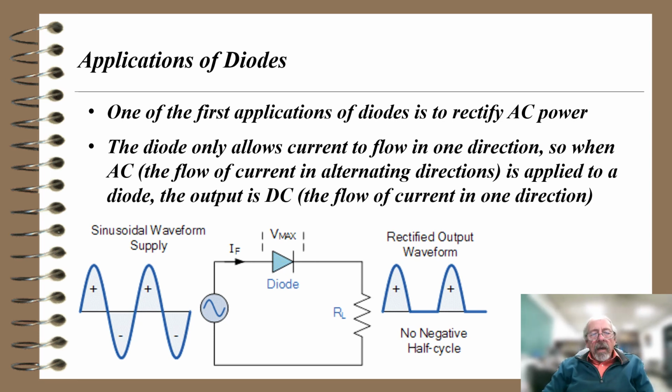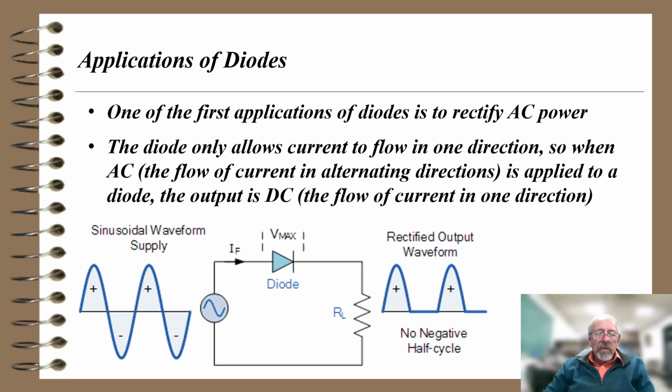Anyway, any electronics equipment needs DC to operate. The diode only allows current to flow in one direction. So when AC, the flow of current in alternating directions, is applied to a diode, the output is DC, the flow of current in one direction. There's a little schematic here. It shows the sinusoidal waveform supply on the right-hand side. It shows the plus half cycles and the minus half cycles. It shows a symbol for an AC supply or generator, and it shows a diode. And the diode has a resistor for a load.